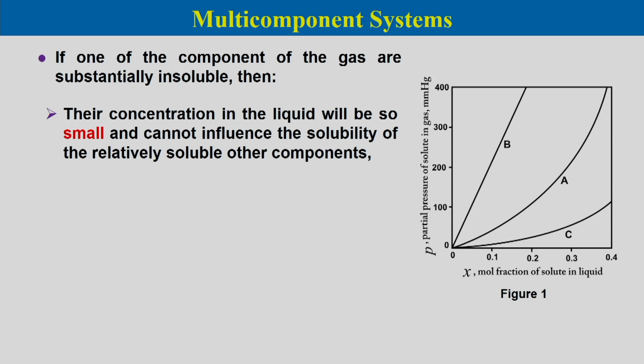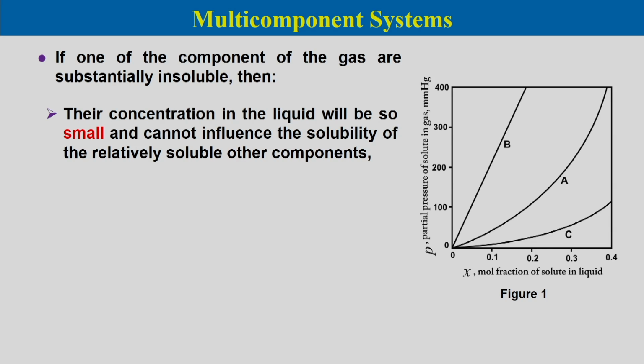So, if we have a two component mixture, like air and ammonia, ammonia is highly soluble in water, whereas the other components of air, like carbon dioxide, oxygen, nitrogen, have very low solubility in water. So, we call them inert with respect to ammonia, and their influence on the solubility of ammonia will be very less.